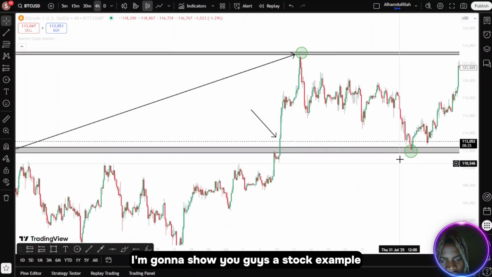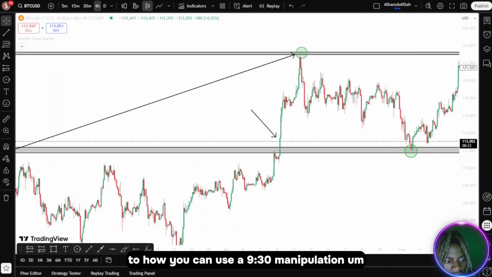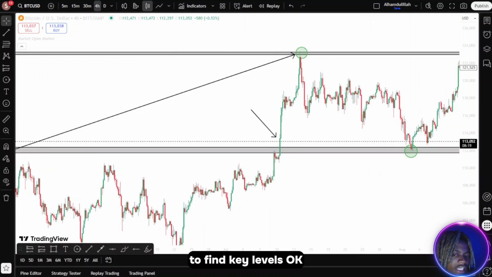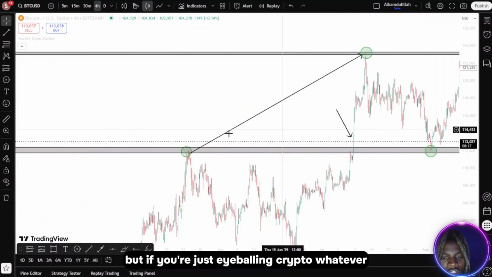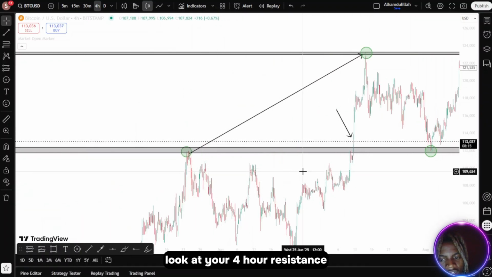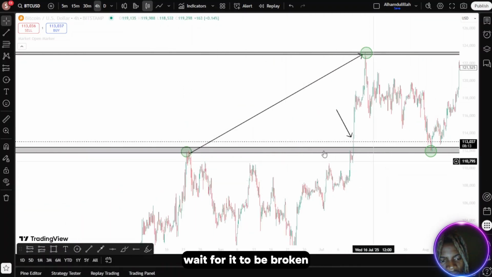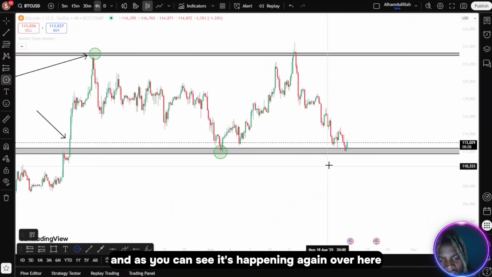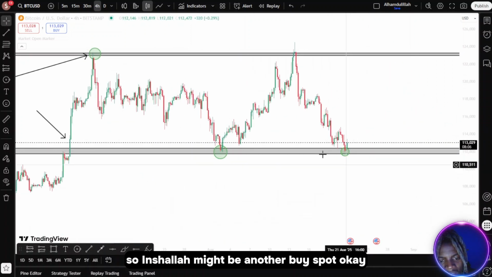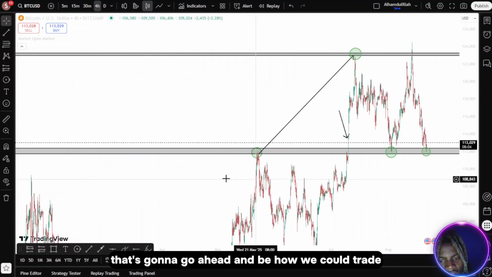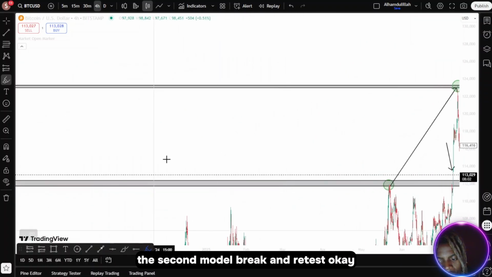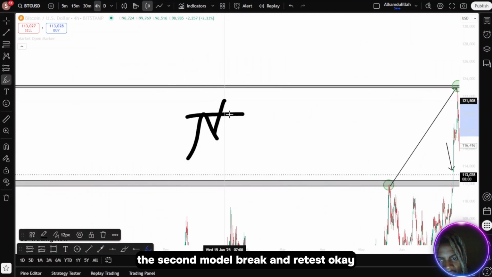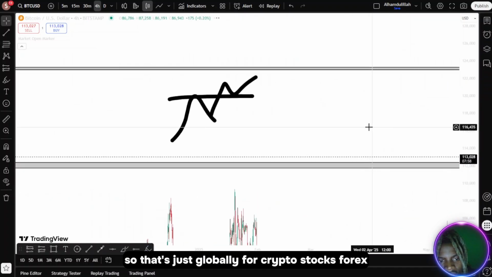I'm going to show you guys a stocks example too, how you can use 9:30 manipulation to find key levels. But if we're just eyeballing crypto or whatever, look at your 4-hour resistance, wait for it to be broken, heavy areas, and then turn into support. As you can see, it's happening again over here, so hopefully it might be another buy spot. That's how we could trade the second model, break and retest, globally for crypto, stocks, and forex.